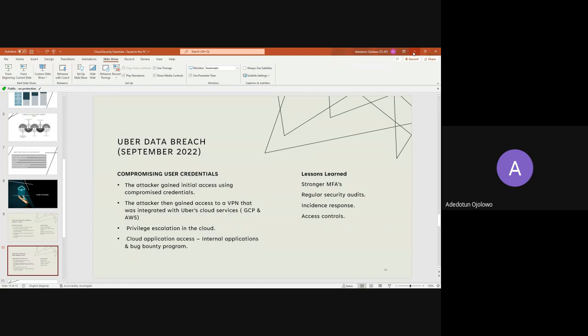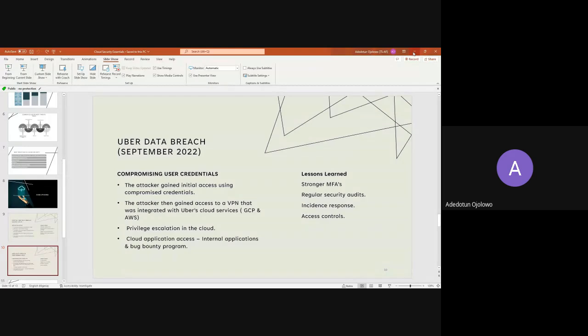So when the attacker gained control, he was able to compromise MFA. He sent a lot of MFA requests to the user. And at some point, the user just got tired and accepted one of them because he kept on getting the requests. With this, he was able to gain access to a VPN that was connected to their cloud services, their GCP and their AWS. And this GCP and AWS had internal services, internal information, and also their internal networks.